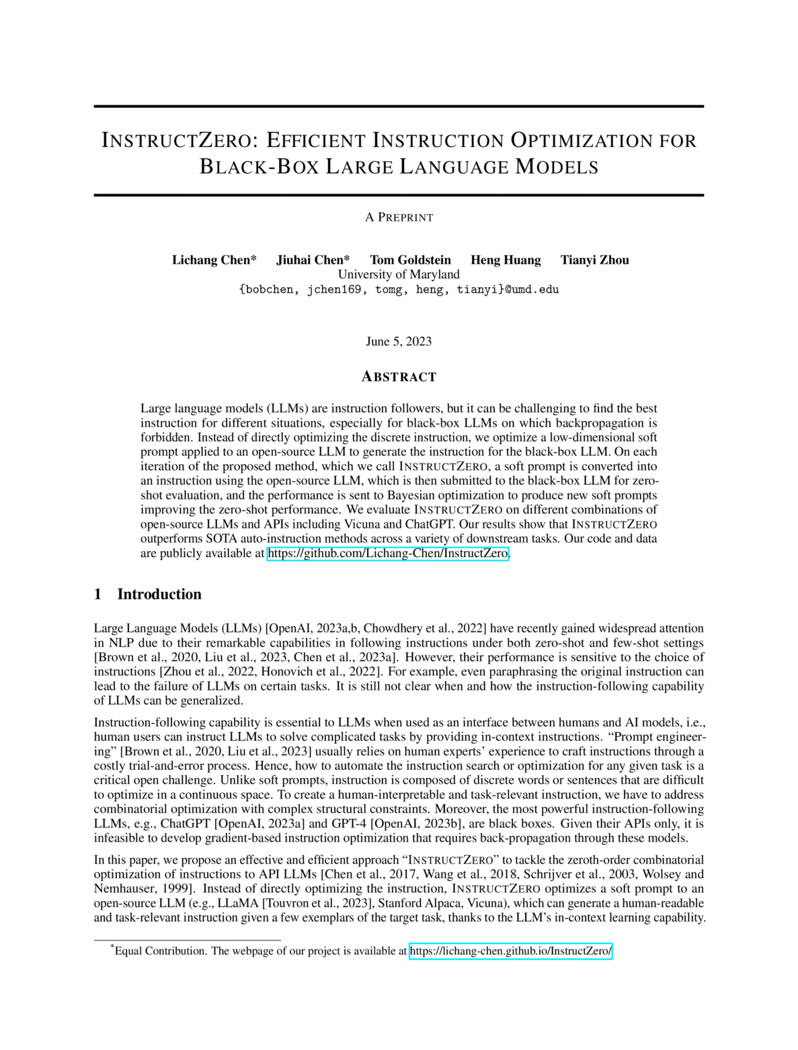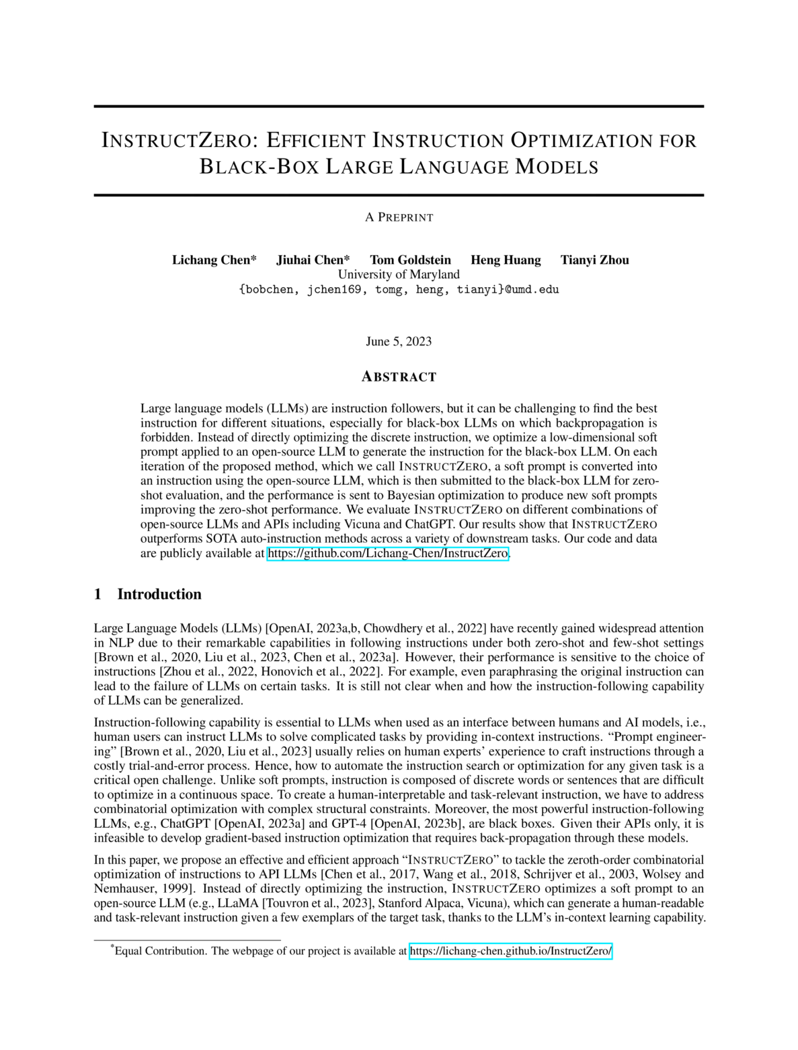Section Summary. Large language models, LLMs, have shown remarkable capabilities in following instructions, but their performance is sensitive to the choice of instructions. InstructZero is proposed as an effective and efficient approach to tackle the zeroth-order combinatorial optimization of instructions to API LLMs. It optimizes a soft prompt to an open-source LLM, which can generate a human-readable and task-relevant instruction given a few exemplars of the target task, and then the instruction is submitted to the black box LLM for evaluation on the target task, whose performance is used to guide the optimization of the soft prompt toward generating better instructions.